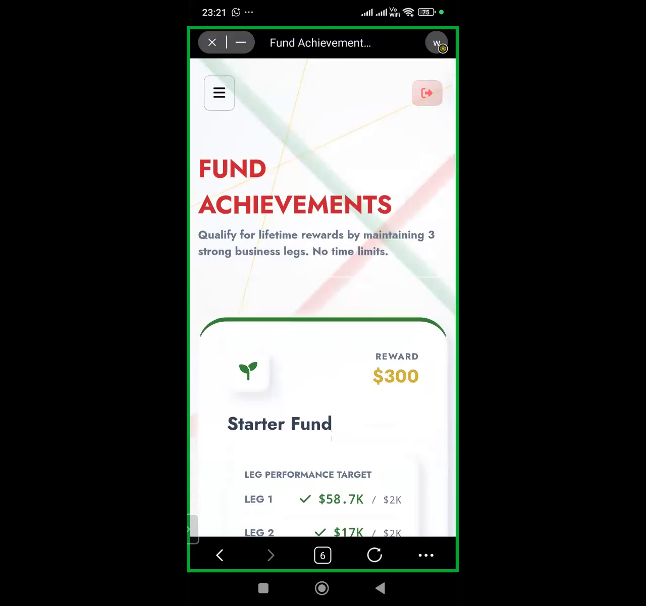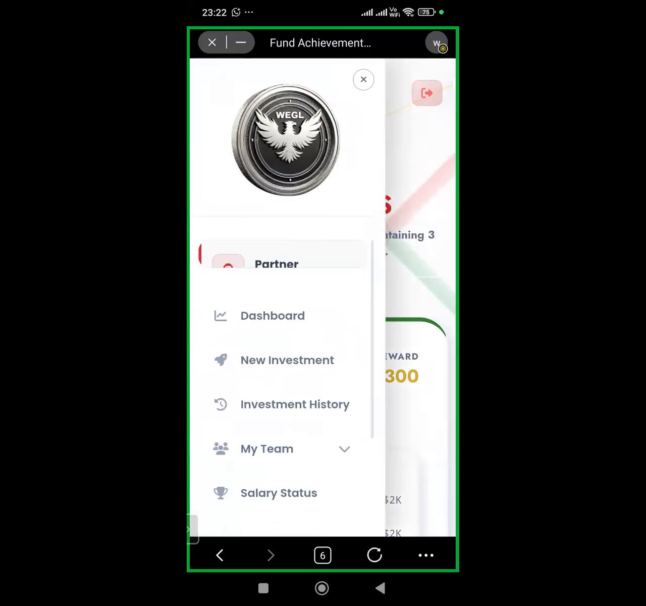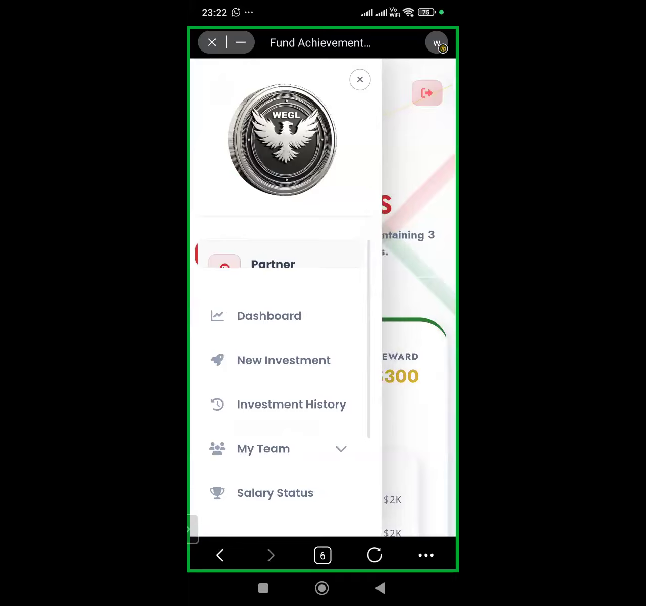So these are the seven types of income: ROI, direct bonus, booster income, residual income from 25 levels, upline income, salary income, and team management fund. To get all these types of income, you need to invest in your account. Your account should be active with at least $100. How can you make an investment?